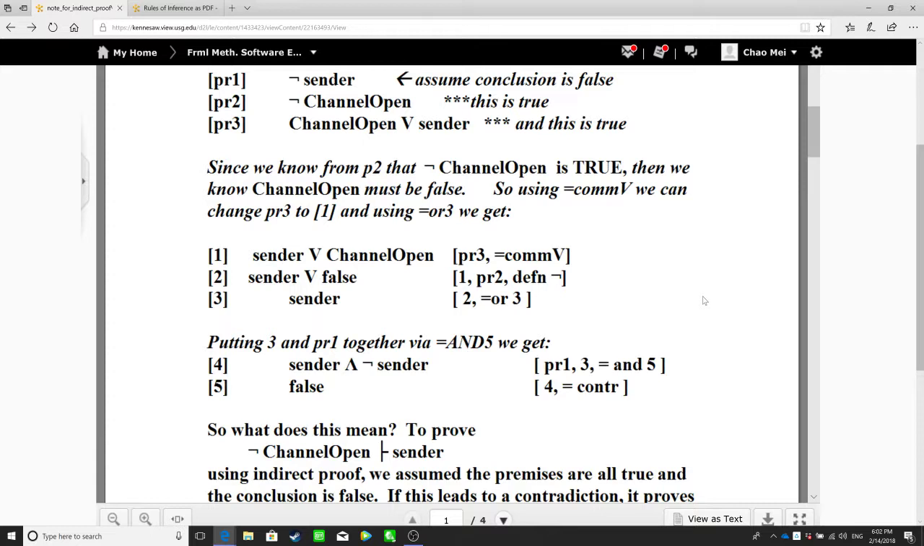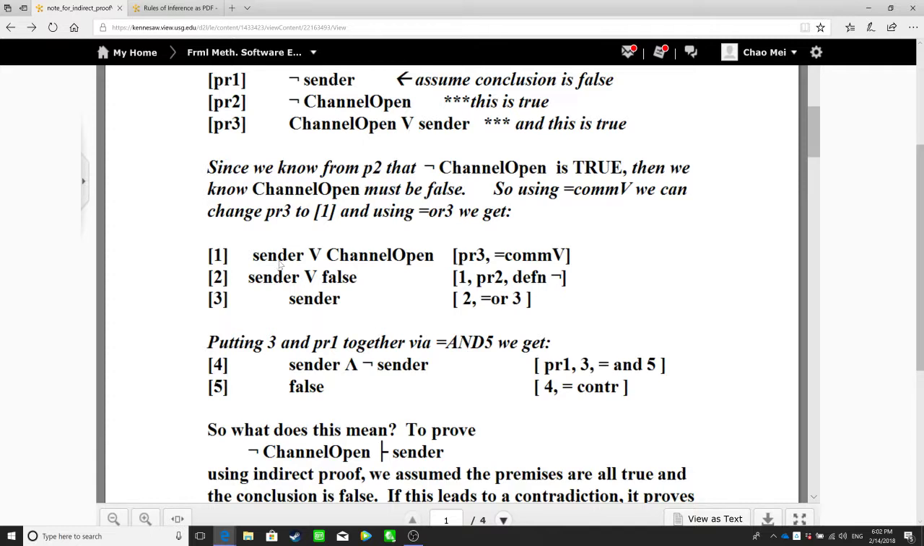So we do some change here. Let's see, what did they do? Sender or channel open. Okay, so here we know that if channel open is true, negation channel open is true, right? Which means channel open is false. So here, channel open or sender. We know sender is false, so channel open or sender becomes true.